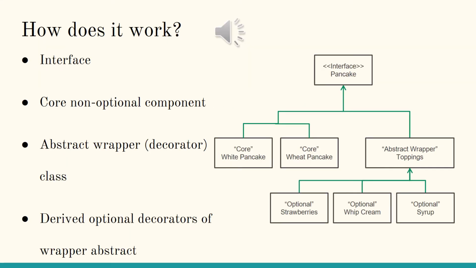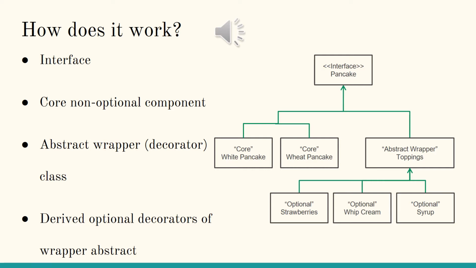Okay, so next, what are the components that make a decorator pattern work? So the first and foremost is the pattern needs an interface to utilize as the base for the entire object. This is essential because it allows at runtime for the object to be changed. Second, it needs a core non-optional component. This is the part that acts as the center of the object and keeps its essential signature together.